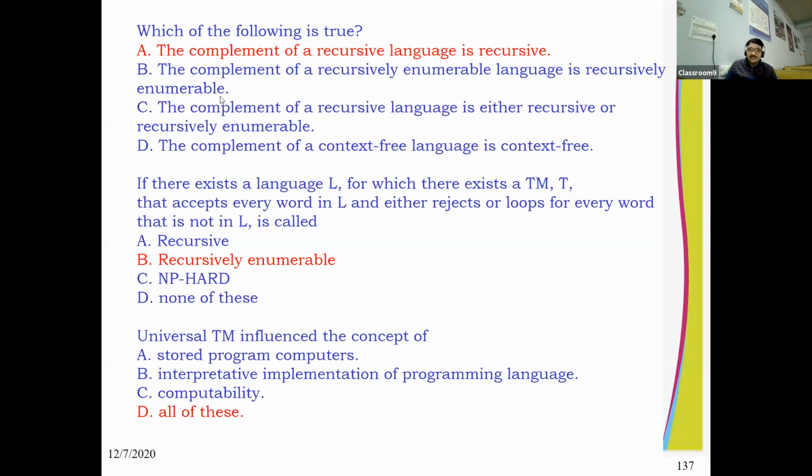It is not sure, it is not guaranteed, it is not possible. The complement of recursive language is either recursive or recursive enumerable. No, not at all. Complement of recursive is always recursive. तो ये भी आपका false हो गया, गलत हो गया, wrong हो गया.